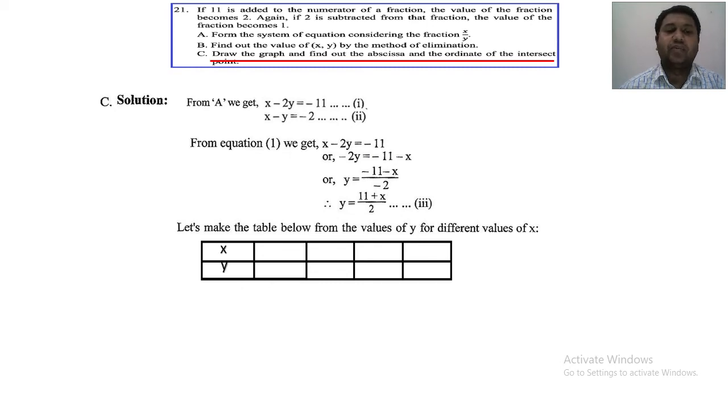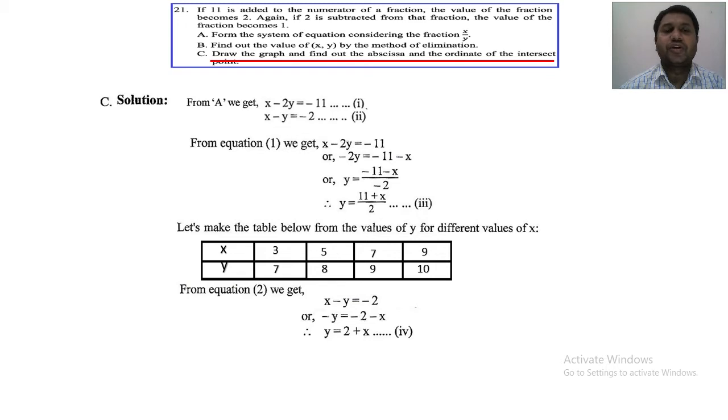So x and y here: if you let x be 3, then y is 7. If you let 5, 11 plus 5 equals 16 by 2 equals 8. Similarly, if you let 7, then 11 plus 7 equals 18, and 18 by 2 means 9. If you let it be 9, it will be 10.